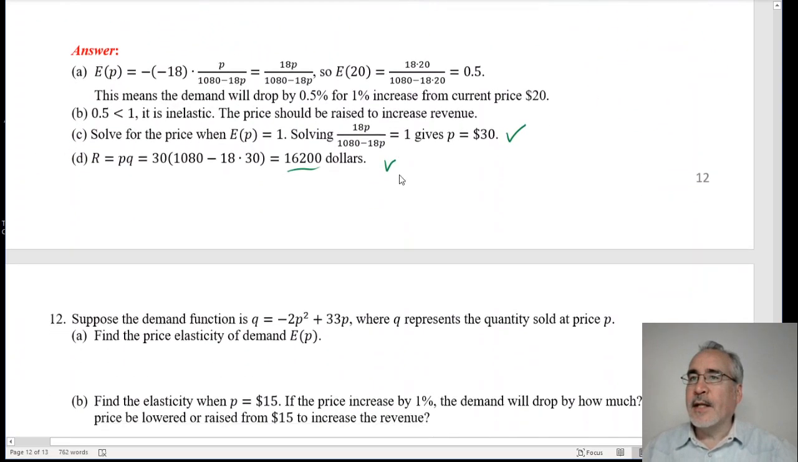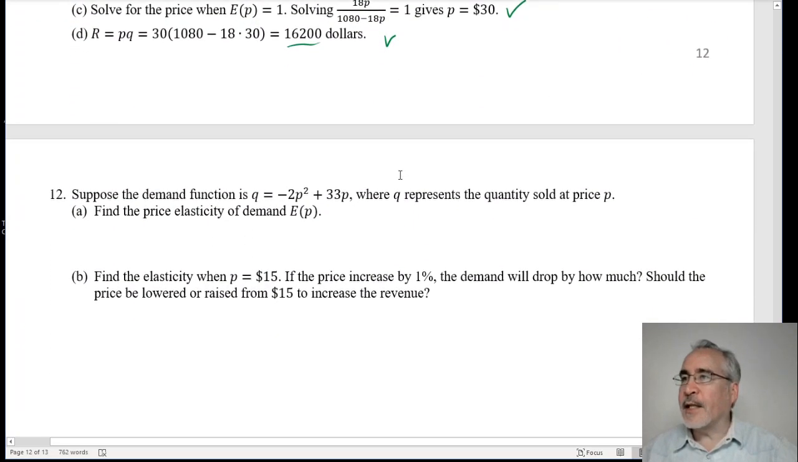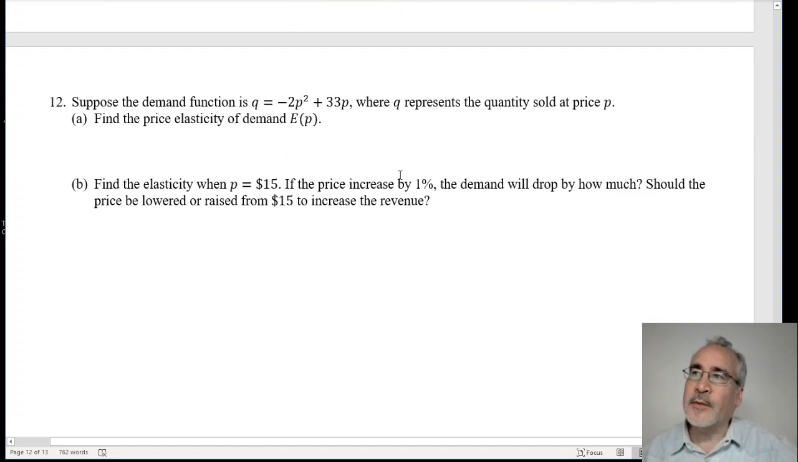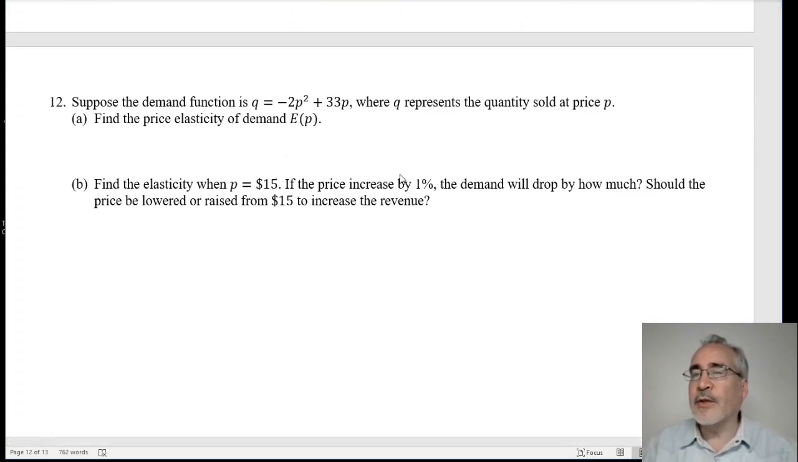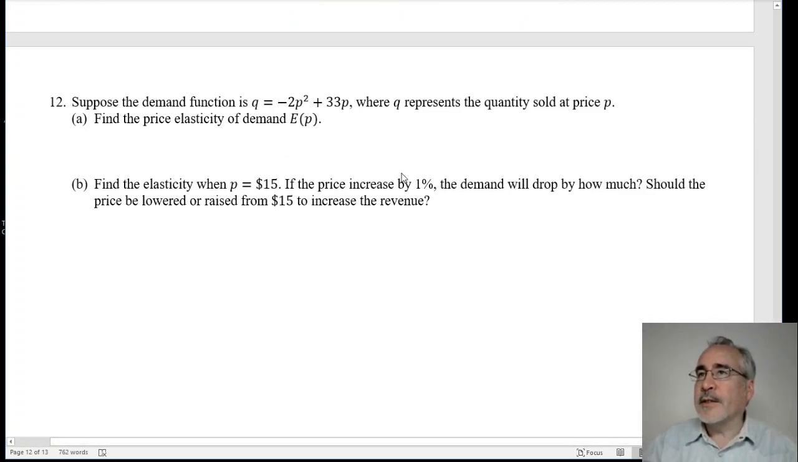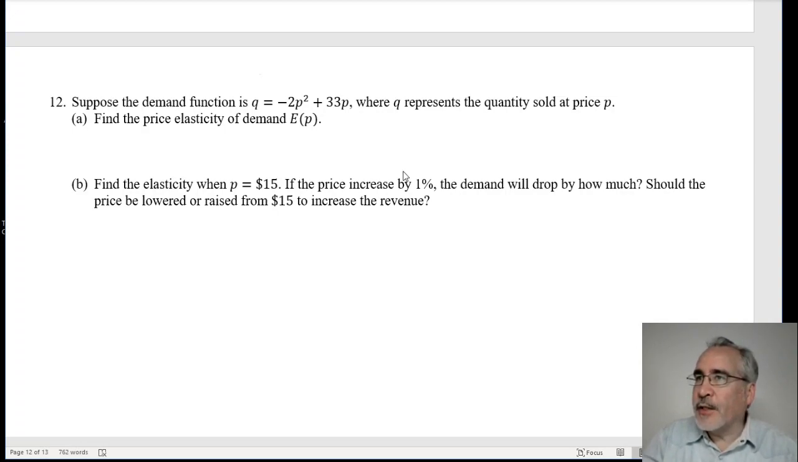Okay. Awesome. One more question, and then I'm going to end this video. We'll go on to the next one, 12.5. So similar type questions. Suppose this is our demand function. We've got a quadratic here. If you wanted the notation with function notation, we could call this f of p, the demand function, g of p, d of p, whatever you want. Okay, minus 2p squared plus 33p.